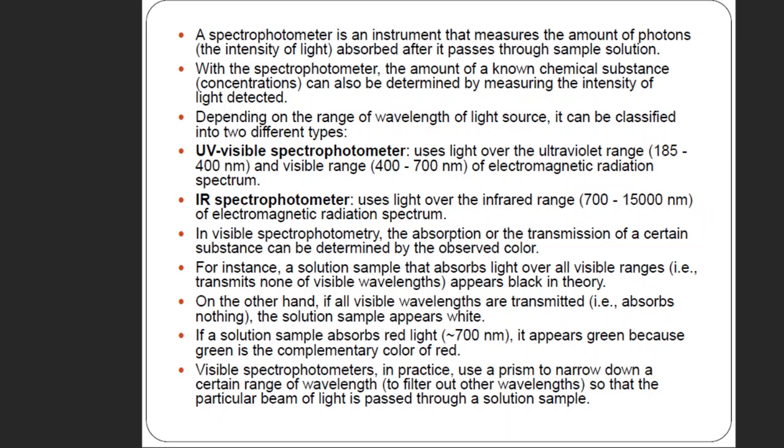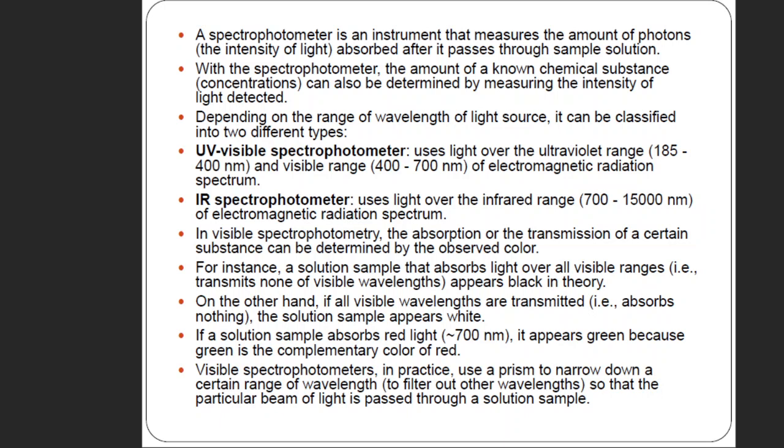So that particular wavelength of radiation, we call it the visible region or visible spectrum, the part of the spectrum that can be visualized by human eyes. So in visible spectrophotometry, the absorption or the transmission of a certain substance can be determined by the observed color by our eyes. Or in this case, we can replace our eyes with a detector which can detect that light and convert it into a digital form, and we can get digital figures, the numbers, over there.